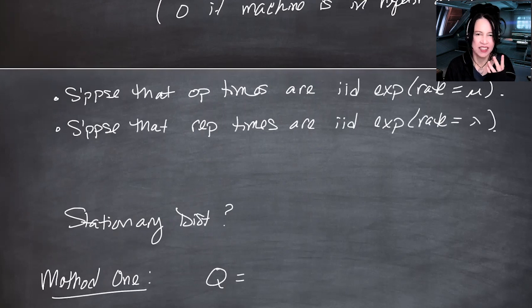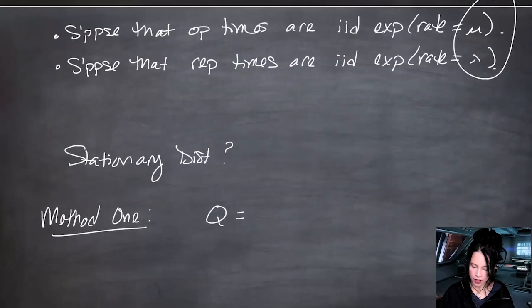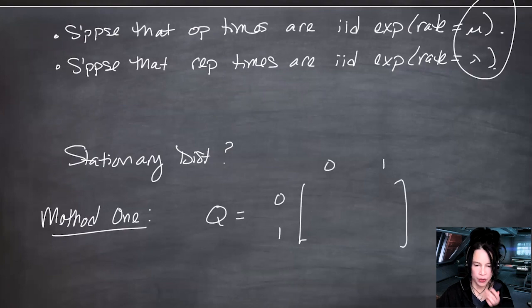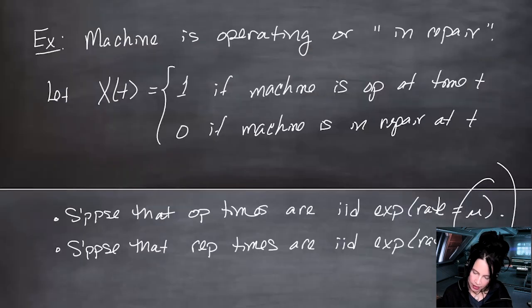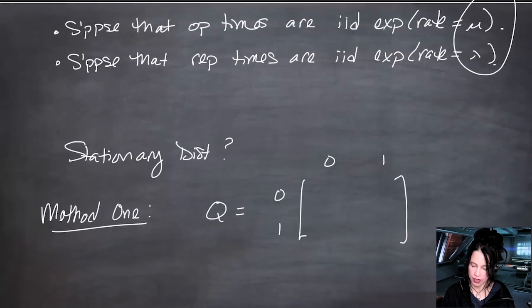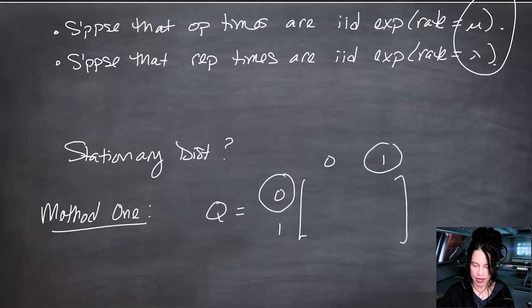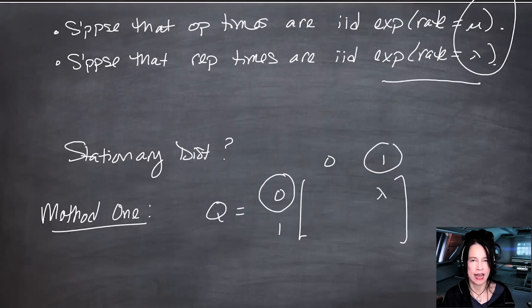I could hide what I meant by using completely different Greek letters here. So 0, 1, and 0 in this case is in repair. If I'm in repair, then I will move to operating after an exponential amount of time with rate lambda. That means the rate of moving from 0 to 1 is lambda, and the row has to sum to 0, so this is negative lambda.